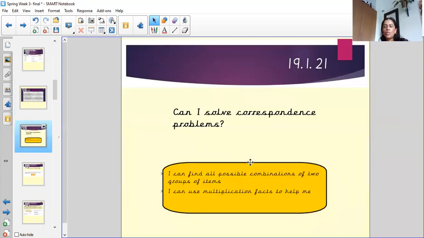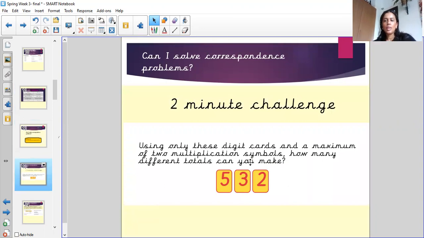So, can I solve correspondence problems? What do you think that means? What does correspondence problems mean? Quickly clean the whiteboard and we can begin. So here is your 2-minute challenge to begin off our lesson. Using only these digit cards, 5, 3, and 2, and a maximum of 2 multiplication symbols, how many different totals can you make? So I'll give you an example. You might do 5 times 2, 3 times 2, 2 times 3 times 5. See how many different multiplication questions that you can make.